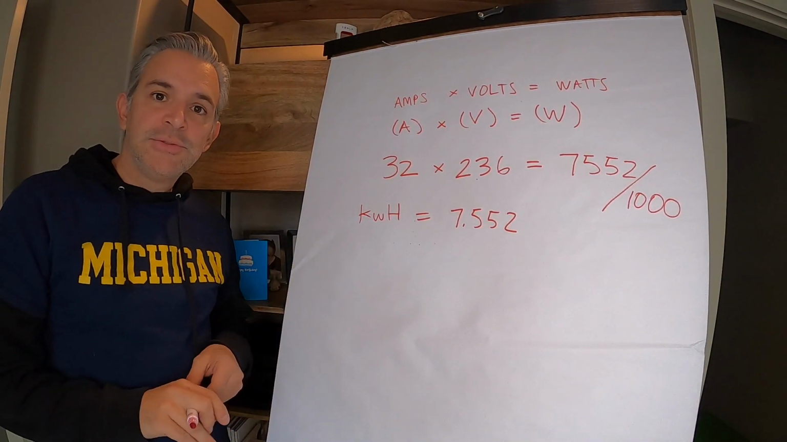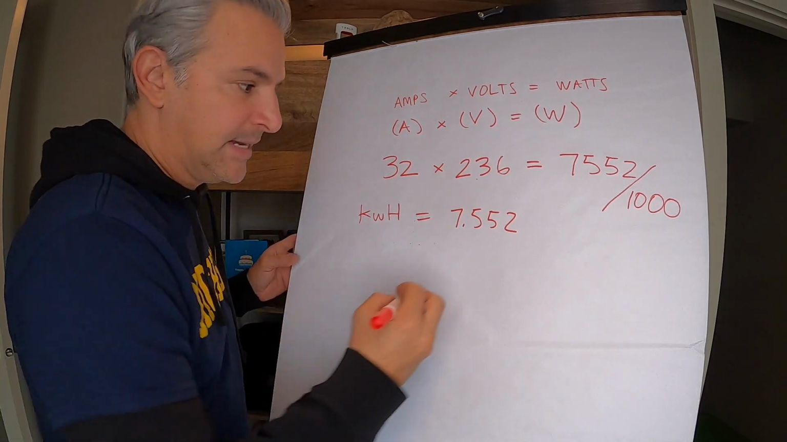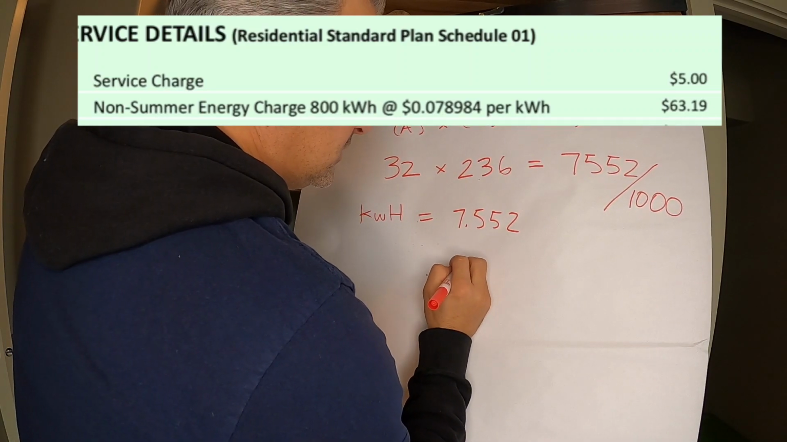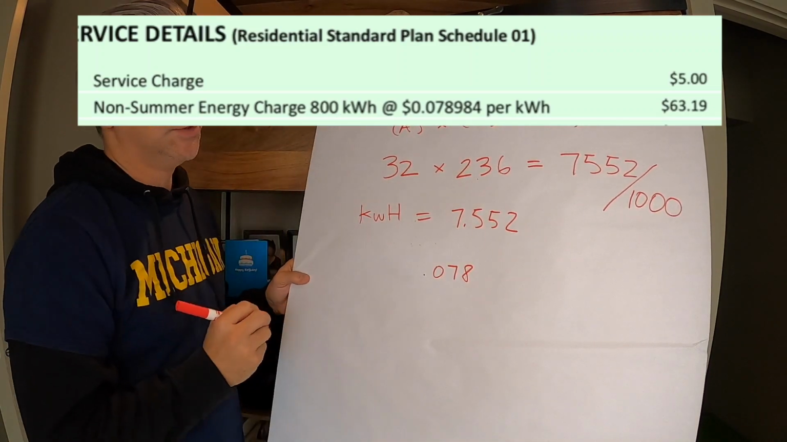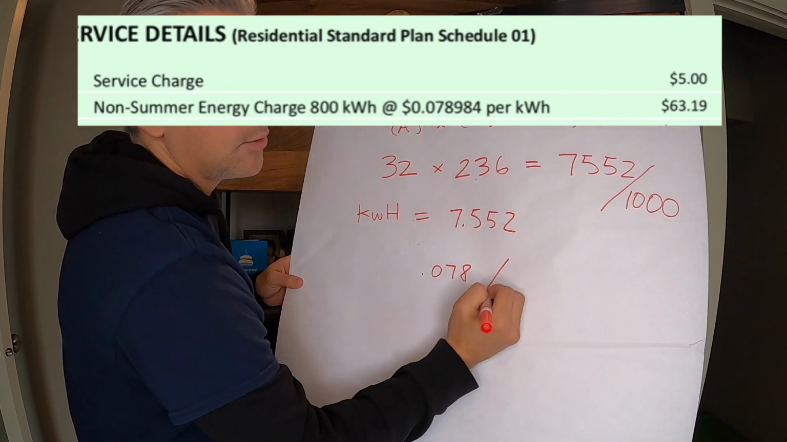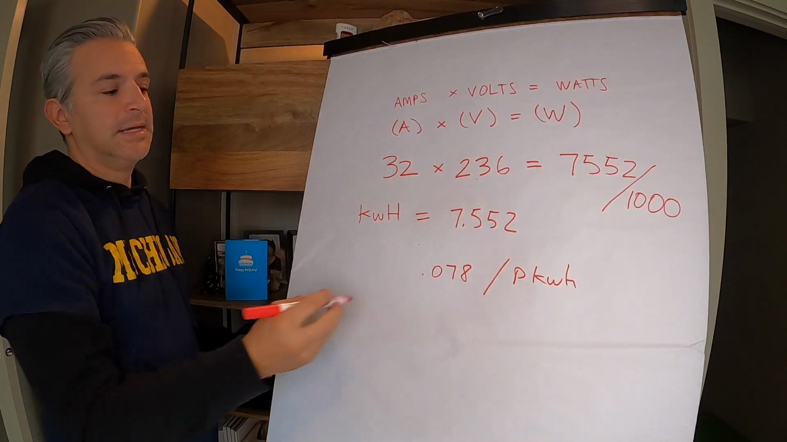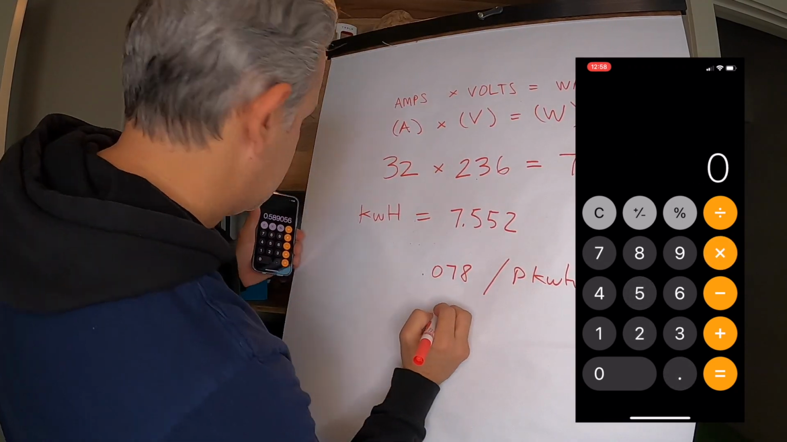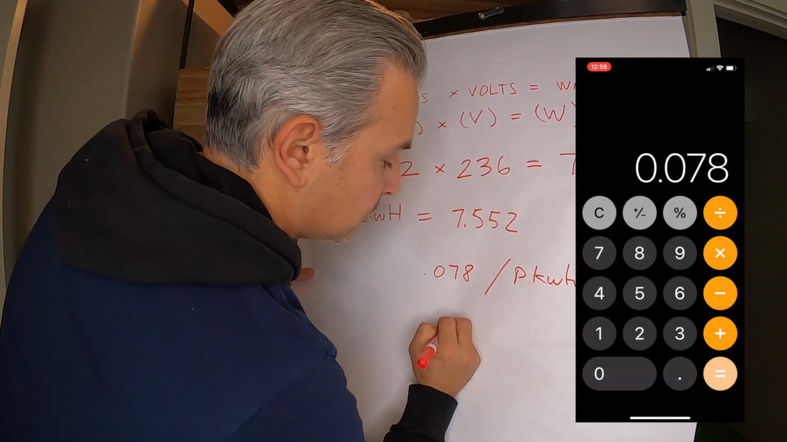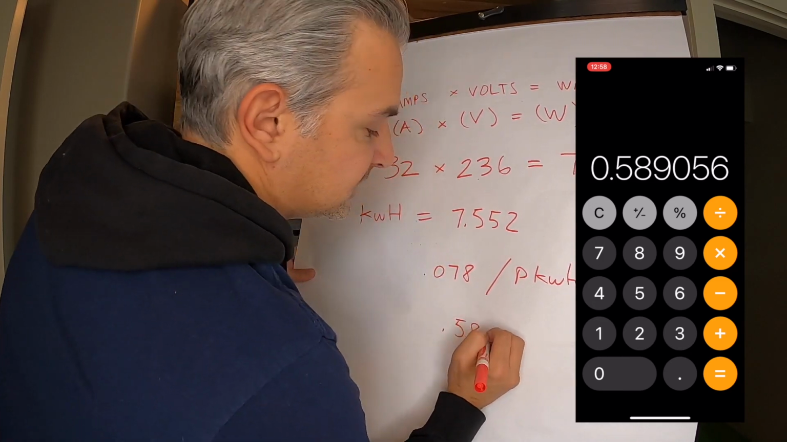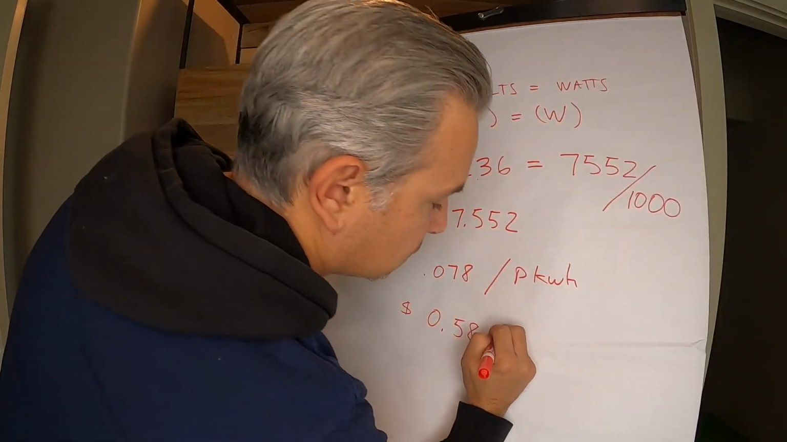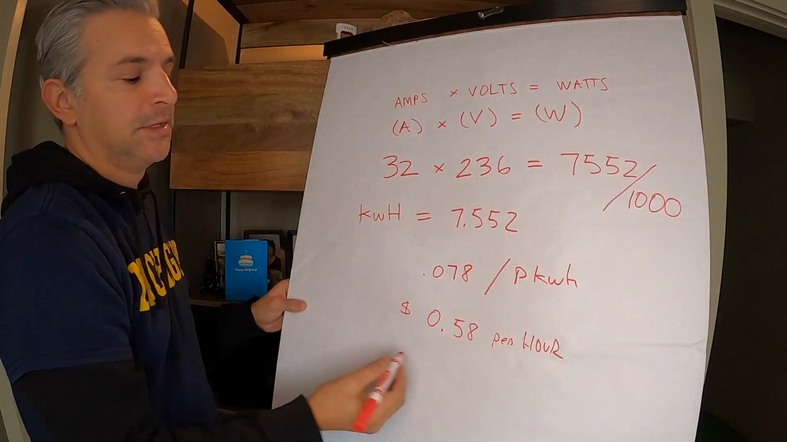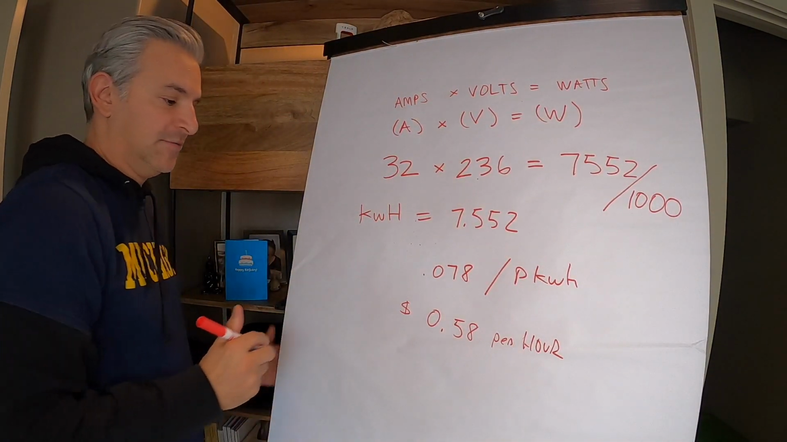So now all you need to do is go to your electric bill. For me, my electric bill, I'll pull it up here, you'll see is 0.78 cents is what they charge per kilowatt hour. Okay, and so all we need to do is multiply those two out, and that comes out to 0.58 cents per hour of charge. So about 58 cents per hour of charge.